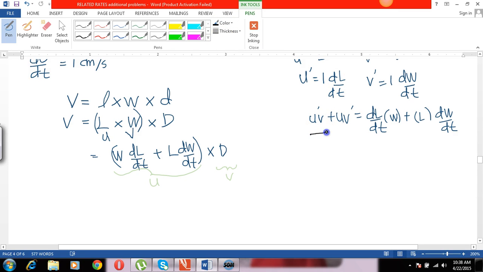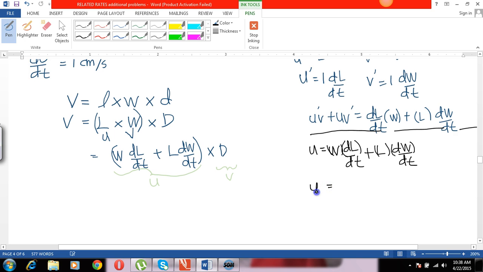Okay, so now our U should be equal to W dL over dt plus L dW over dt, right? To differentiate this U, we have to use the product rule twice. Why? Because this is one function times one function, and this is one function times one function.